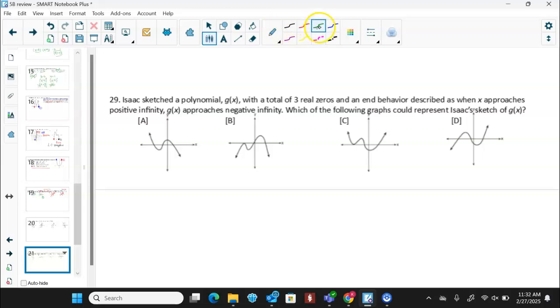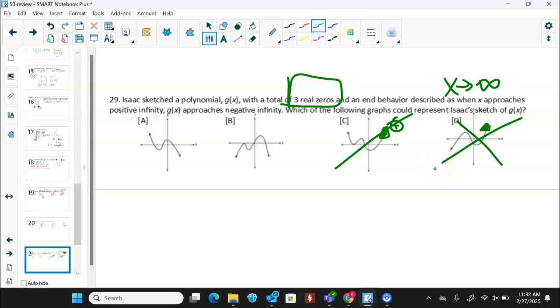All right, so next, question 29. Isaac sketches a polynomial, g of x, with a total of 3 real zeros. So this is very important. And then there's a behavior described: as x approaches positive infinity, g of x is approaching negative infinity. That means that the leading coefficient is going down. So here it's positive, so we can't have that. Here it's positive, so we also cannot have that. So we got A or B.